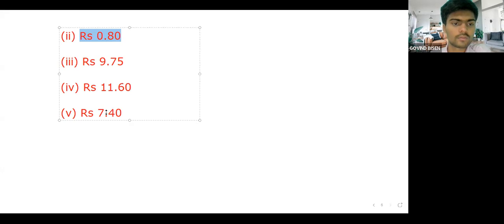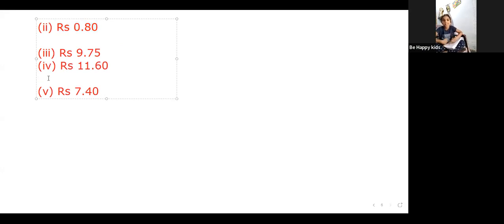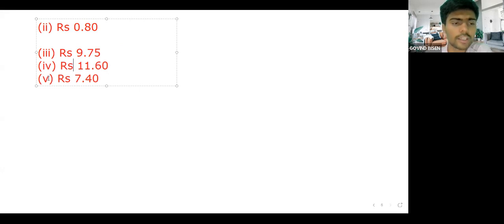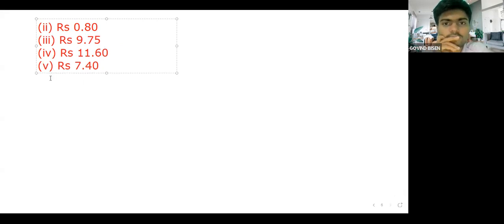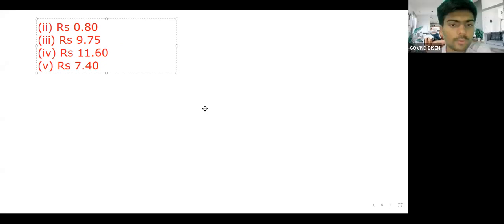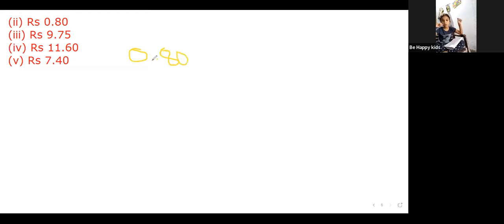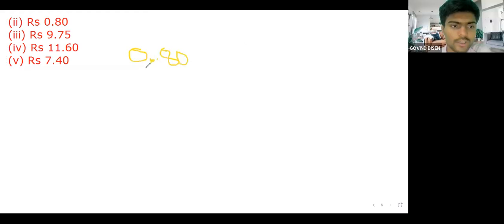Second question is 9.78. Yes, 9 points. Oh, no. So the second question, second bit: 0.80. Right, it is 0.80. So how to convert 0.80? This is how the rupee is given: 0.80 rupees into paisa. Isn't it?